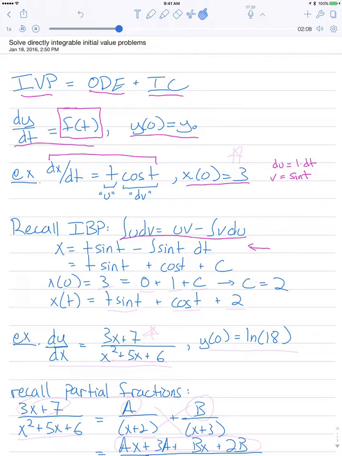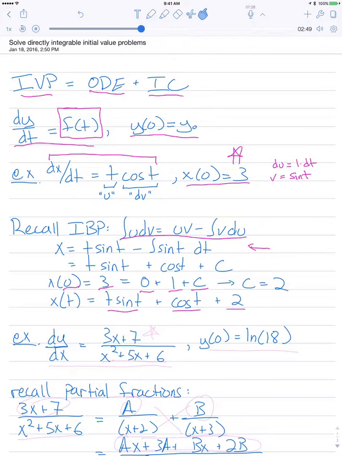This remaining integral is really easy. We can just do that directly. So we get t sine t plus cosine t plus a constant. To find the value of the constant, we have to substitute the initial condition. When t equals 0, x is equal to 3. I equate that to what I get when I plug 0 into the formula: 0 sine 0 plus cosine of 0 plus c. That gives me 0 plus 1 plus c. So 3 equals 0 plus 1 plus c, so c equals 2. The final answer is x of t equals t sine t plus cosine t plus 2.